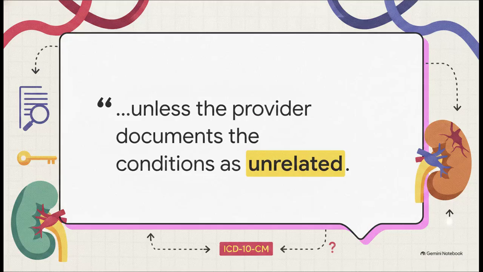Now, I want to draw your attention to a specific directive straight from the guidelines, because this right here is the golden rule that ties step 1 all together. That automatic linking of hypertension and chronic kidney disease under that single I12 combination code happens automatically, unless the provider documents the conditions as unrelated. I want you to burn this phrase into your memory. As coders, we must always assume that hypertension and chronic kidney disease are related, and therefore they require that I12 category code, unless the medical provider explicitly states in the medical record that they are not related. Basically, if the chart is totally silent on the relationship, the guidelines make the connection for you.